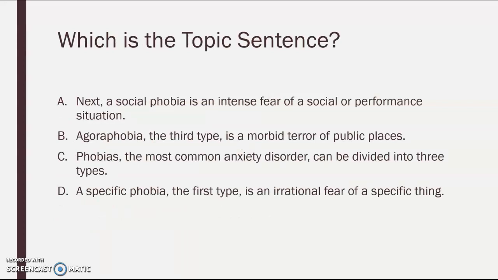So, this is a quick test for you. Which of the following is the topic sentence if all of these sentences showed up in the same paragraph? Would you start with A, next to social phobia is an intense fear of social or performance situation. B, agoraphobia, the third type, is a morbid terror of public places. C, phobias, the most common anxiety disorder, can be divided into 3 types. Or D, a specific phobia, the first type, is an irrational fear of a specific thing. The answer is C, because this is the most broad sentence. It covers all 3 of the other sentences, and those 3 sentences could then be within that paragraph, going in order from first to third.